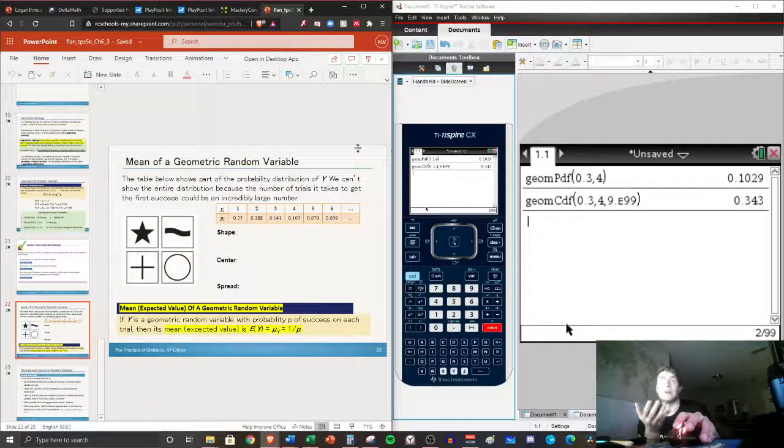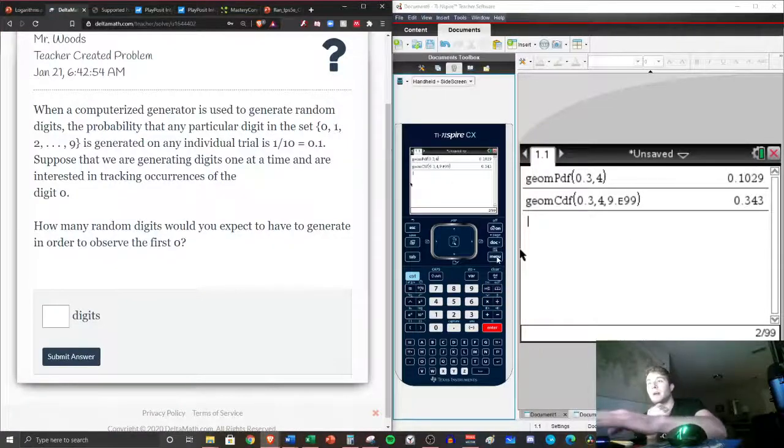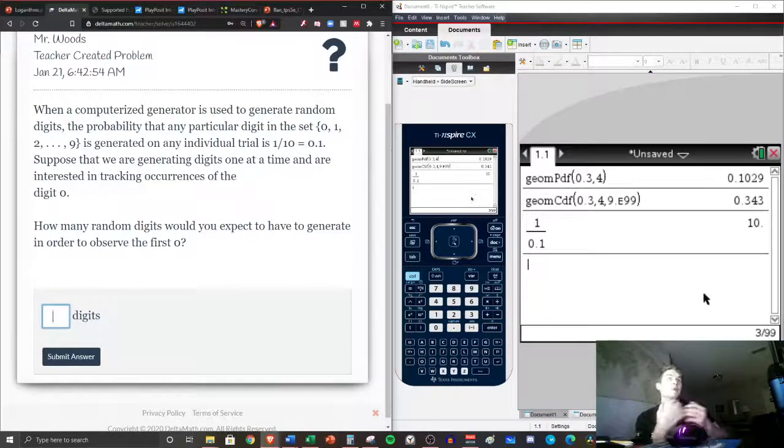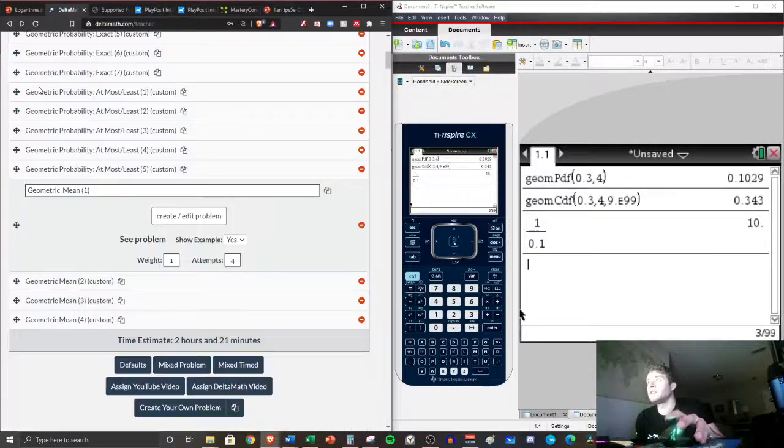So we are going to use the formula 1 divided by p. That's all we need to do. Very straightforward. 1 divided by the probability of success. What's the probability that we're going to get a 0? Well, that's 0.1. So the answer would be 10. We expect to have to generate 10 digits, and on the 10th digit, that's the most common occurrence of getting a 0. So that's how you're going to be doing these for all these geometric means.